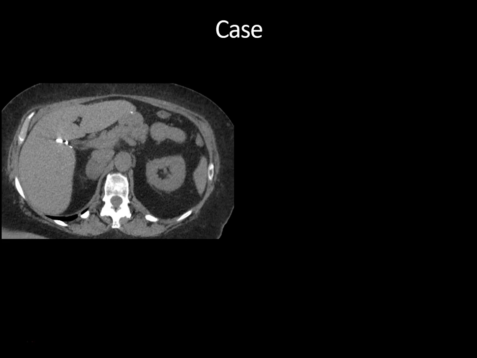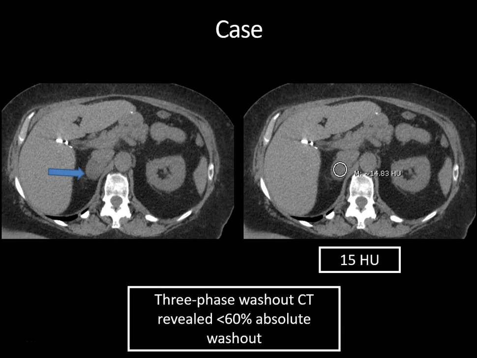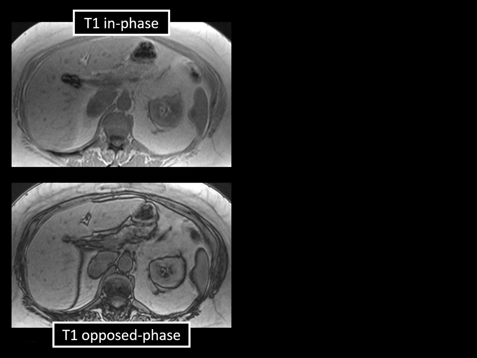This is a non-contrast CT scan showing a right adrenal mass. Measuring the density of that mass, we get a non-contrast density of 15 Hounsfield units. So that's not consistent with a lipid-rich adrenal adenoma, right? So a 3-phase adrenal washout CT was performed, and that demonstrated a less than 60% absolute washout. So that's also not consistent with a lipid-poor adrenal adenoma. This patient also had an MRI, and on these in-phase and opposed phase T1-weighted images, you can see that there's no signal dropout on the opposed phase image. So this is not a lipid-rich adrenal adenoma, which we already knew.